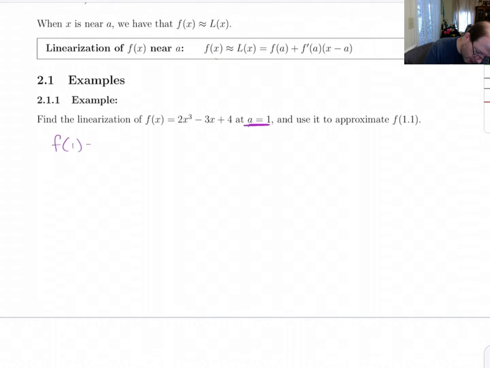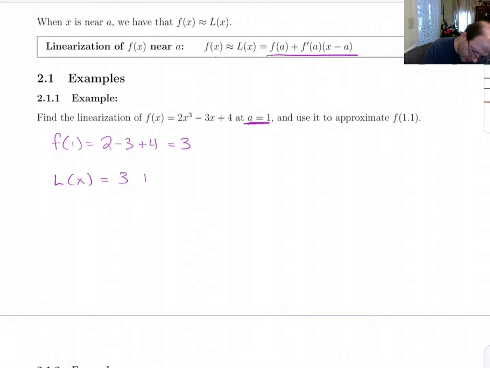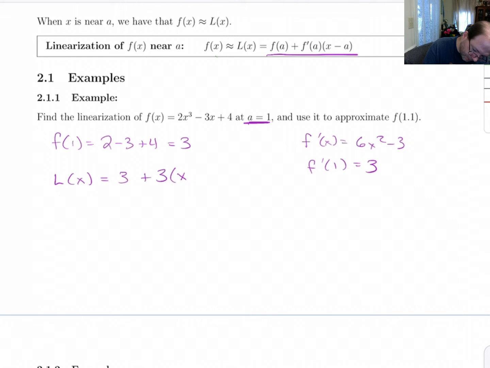So f of 1 is going to be 2 minus 3 plus 4. So that's 3. And just plugging into here, we get the linearization is f of a, which is 3, plus, oh, we got to find f prime of a. Well, f prime of x is 6x squared minus 3, and f prime of 1 is going to be 6 minus 3. Total coincidence that both of these are 3 here. Times x minus a. A is 1 here.